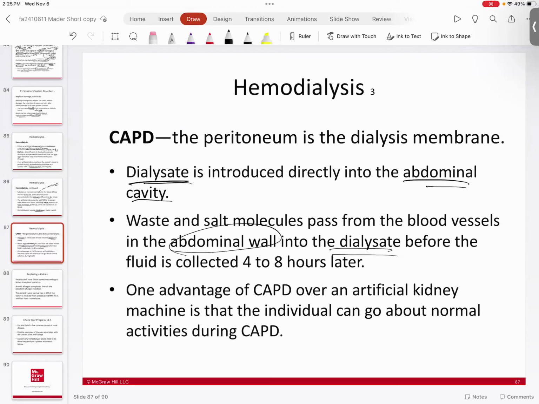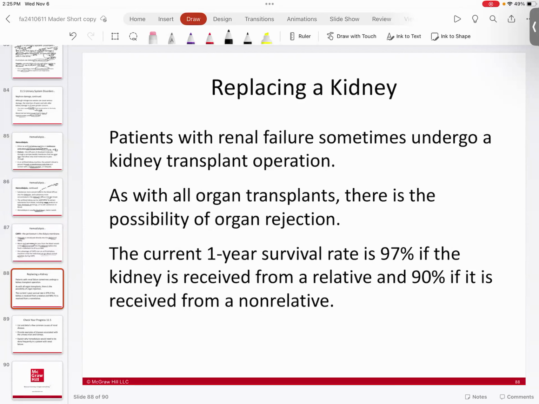Now, the good thing about this one, as opposed to the machine, is that normally you can just kind of go about your normal activities during the CAPD, because what's happening is you're basically filtering the fluids in there, and the fluids are doing all the work, not the machine. So your body's kind of doing it. And there are some people I run into who have this particular strategy. They're doing a peritoneal dialysis as opposed to a kidney machine.